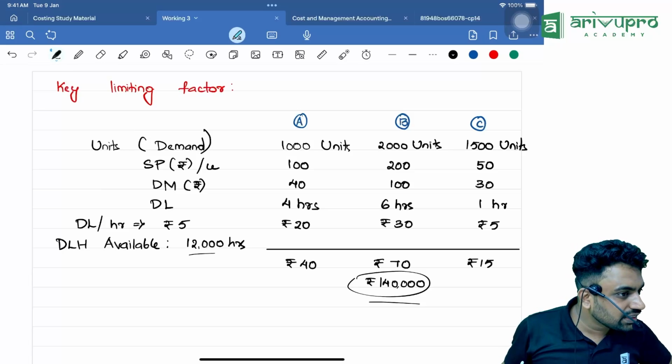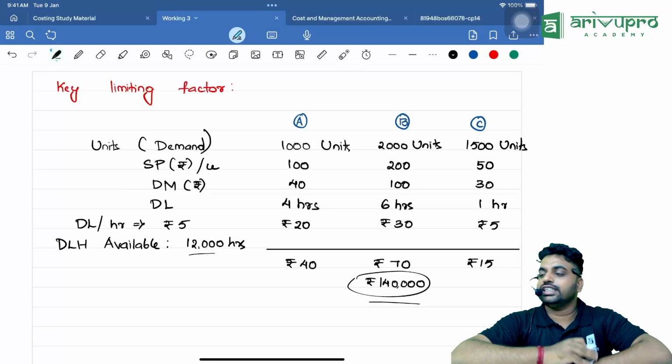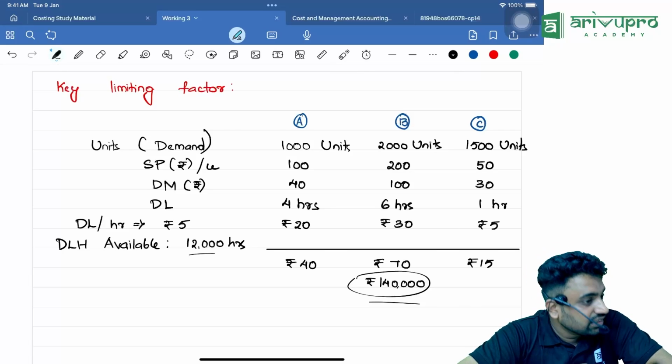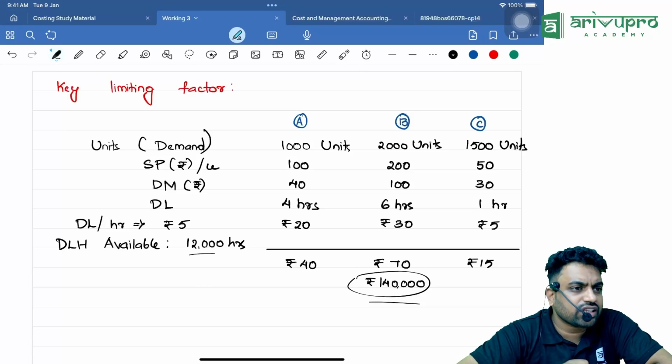Yes or no, guys? Now my question is, are there any other alternatives other than producing B? If yes, what is it? C? Only C? Then you will be booking only 1,500 hours of labor.